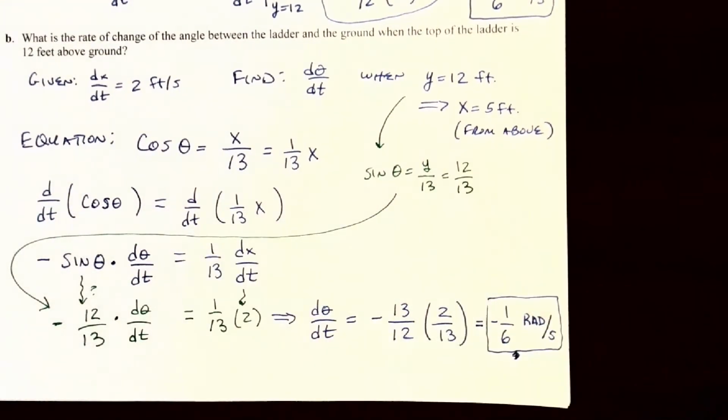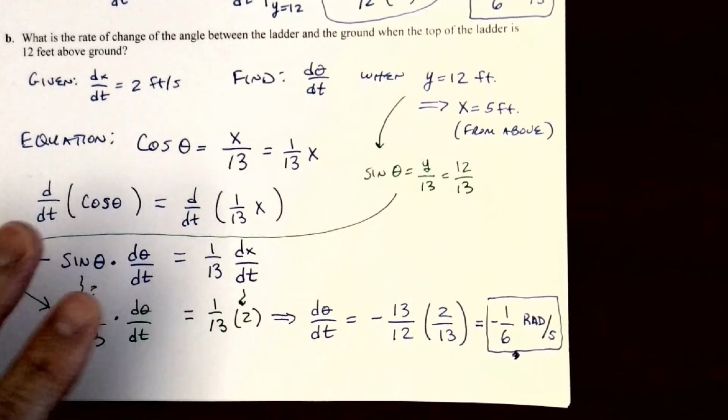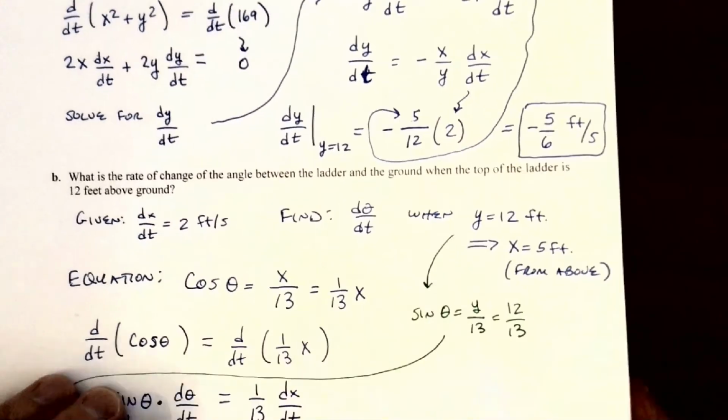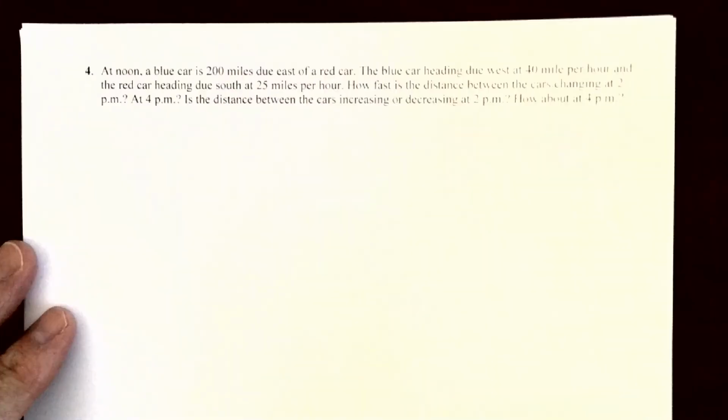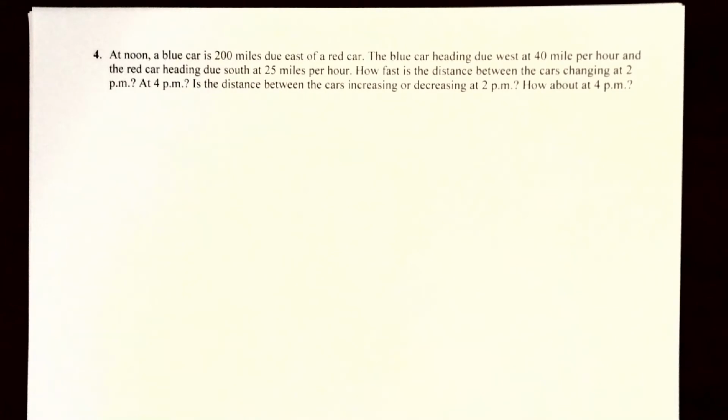We're going to take a look at one more example. So this was sort of two examples in one, related to each other. And the one I want to take a look at now involves two cars. We have a blue car and a red car.